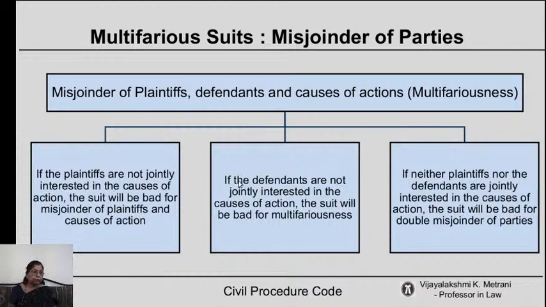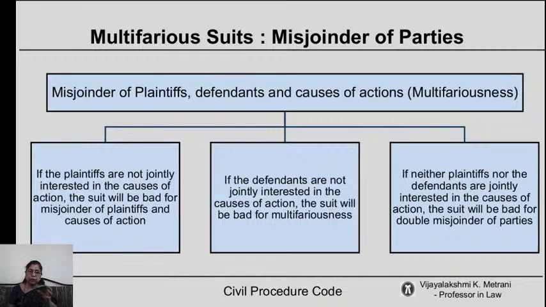So this is one thing which has been given in order 2 rule 3, where it is subject to rule 6 and it is subject to order 1 rule 1 and order 1 rule 3. Order 1 rule 1 you should remember for joinder of plaintiffs, order 1 rule 3 is a joinder of defendants. All these provisions go together.